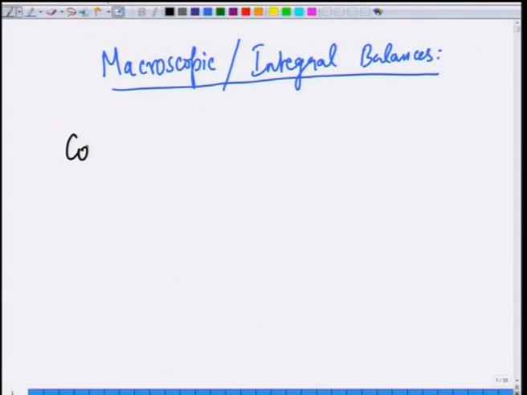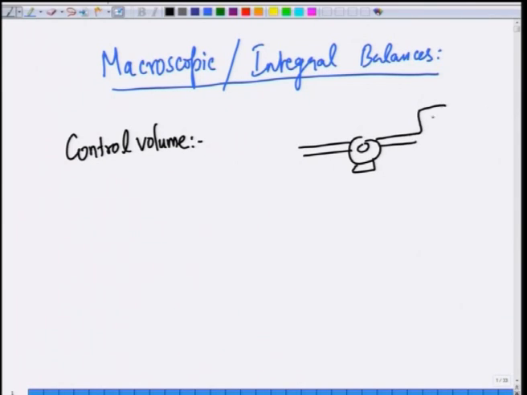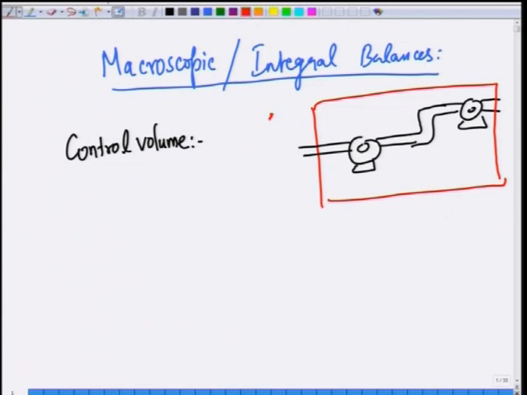So, we are going to apply the principles of conservation of mass, momentum and energy to what is called a control volume. A control volume is any fixed region in space that is of interest to us. So, you could have, for example, a pipe leading to a pump, and then there could be several other pumps also. So, all this could come under a single control volume, depending on the nature of the application. This is just an example.